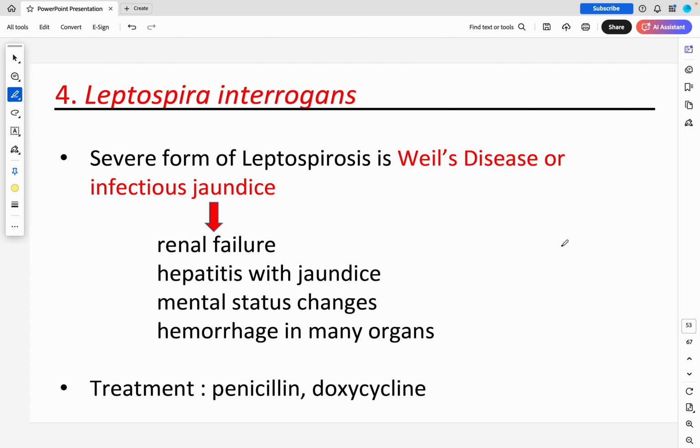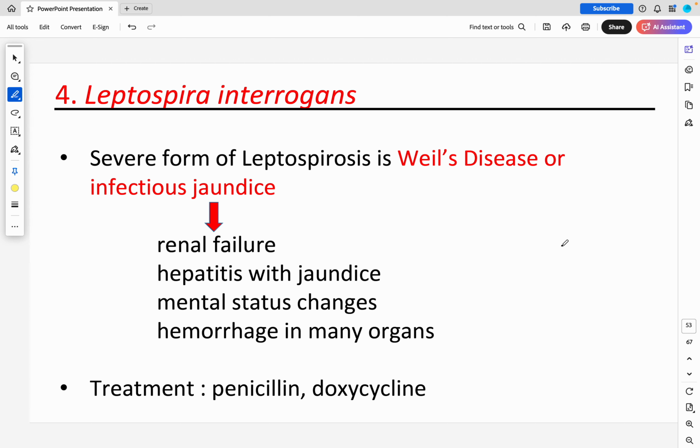And in the succeeding stages, leptospirosis can become more aggravated, where the disease is now characterized or given a specific name, so-called Weil's disease, or infectious jaundice, primarily affecting the kidney and the liver. So it can cause renal failure, hepatitis, inflammation of the liver tissue with jaundice. It can also cause hemorrhage in multiple organs, as it will now be more distributed, or has the capacity to invade other organ systems.